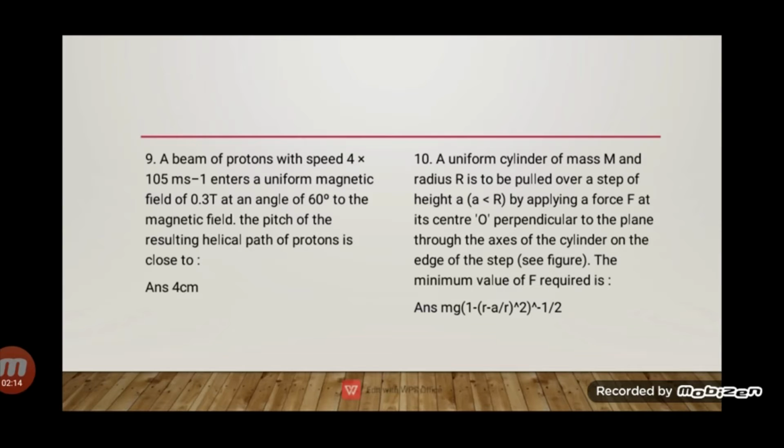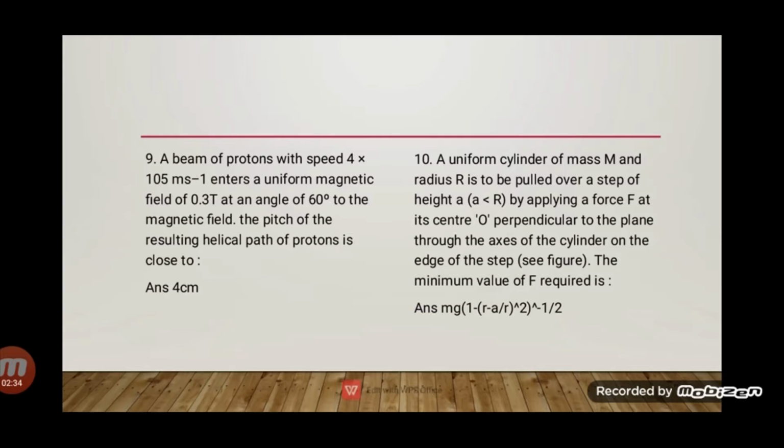In the next, a beam of protons with a speed of 4 into 10 power 5 meter per second enters a uniform magnetic field of 0.3 Tesla at an angle of 60 degrees to the magnetic field. Then the length of the pitch is 4 centimeter. Answer is 4 centimeter. Next, a uniform cylinder of mass m and radius r.